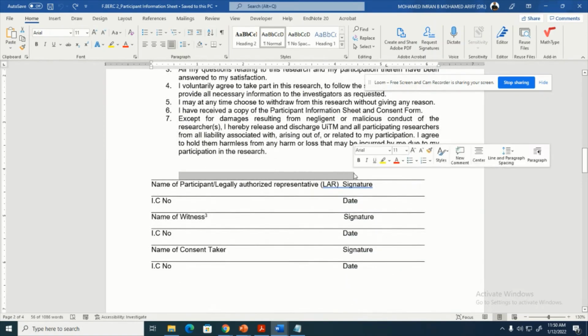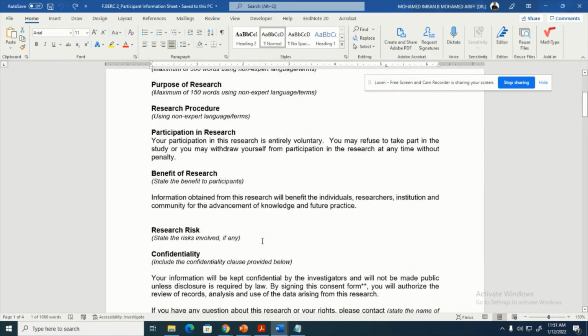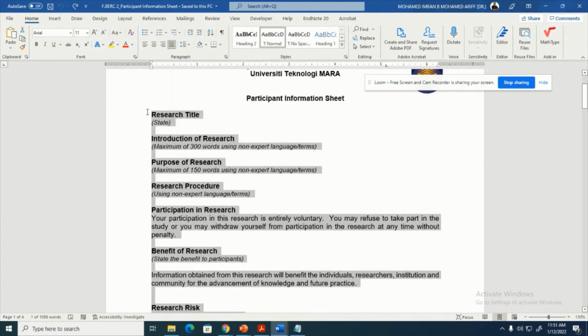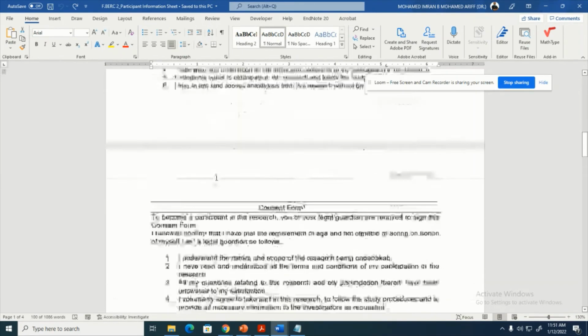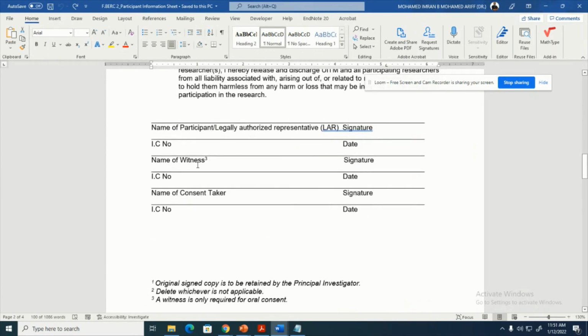Okay, the students will only need to fill in this information and submit this to the ethics form. This part here will be given to the participant if they understand what you are trying to say. Okay, so if they understand, they will sign off here. But that does not mean they will consent to your research.